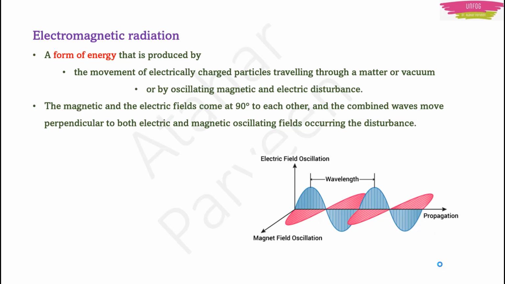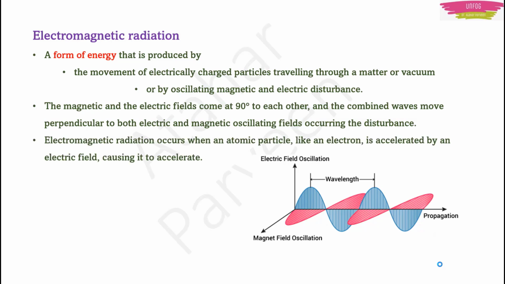Now how does this electromagnetic radiation occur? It occurs when an atomic particle like an electron is accelerated by an electric field. That's what I told you, right? If it jumps from one orbit to another, then it gives you electromagnetic radiation.